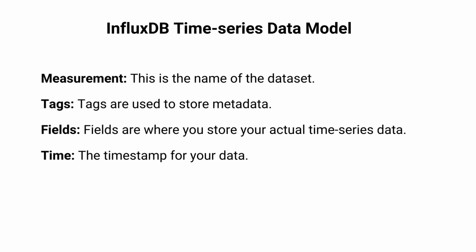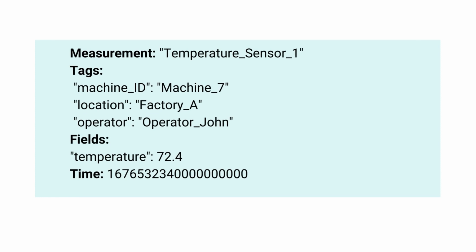And then there are fields. Fields are where you store your actual time series data. For a temperature sensor, for example, you might have a field called temperature. Unlike tags, fields are not indexed. And then we have time, the timestamp for your data. InfluxDB automatically stores timestamps in nanosecond precision, but you can also store time in other precisions like seconds, minutes, or hours.